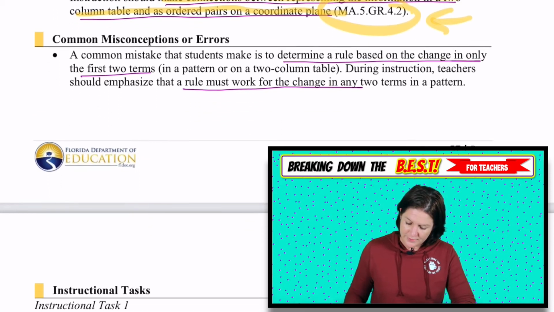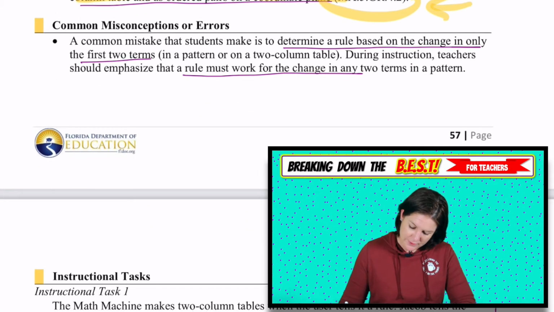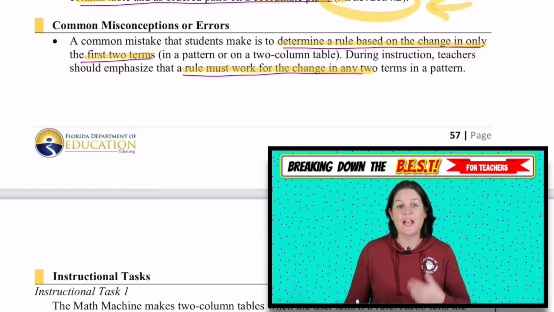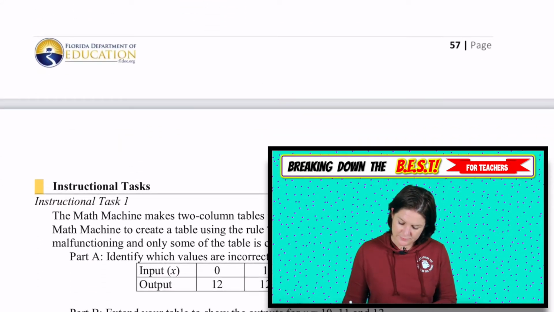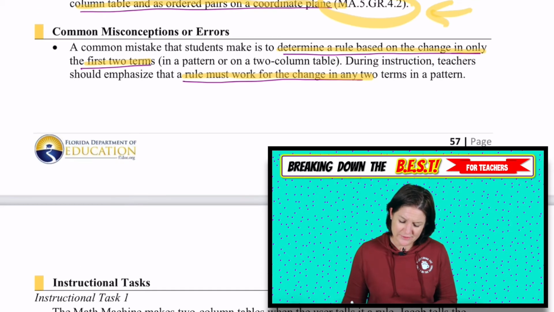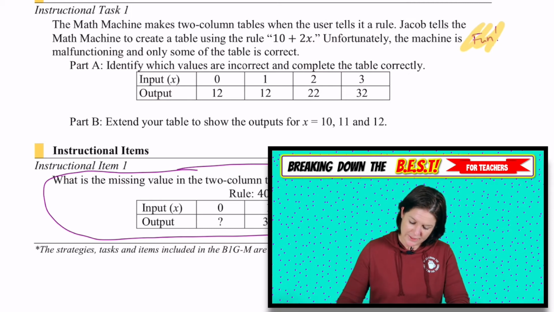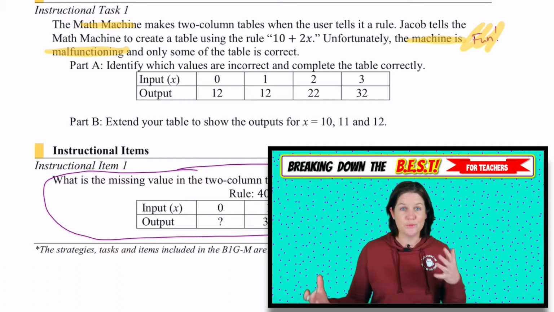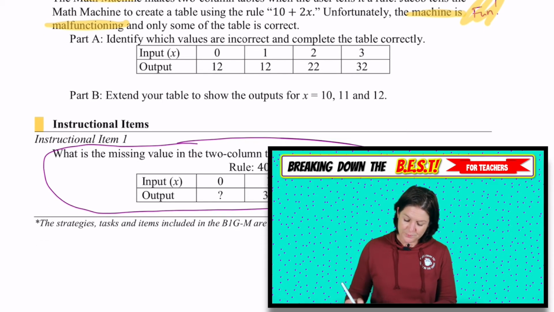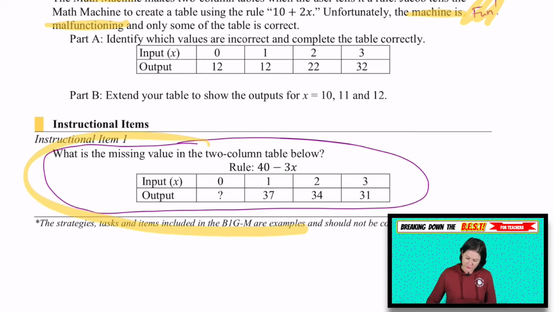Common misconceptions: students might determine a rule based on the change only in the first 2 patterns, but a rule must work for any of the patterns here. I think a lot of the errors that they will make will just be errors in computation for this. I thought that this example right here with the math machine was fun. The machine here is malfunctioning, so it's a fun way to showcase an error analysis. And these are what they typically look like, okay?